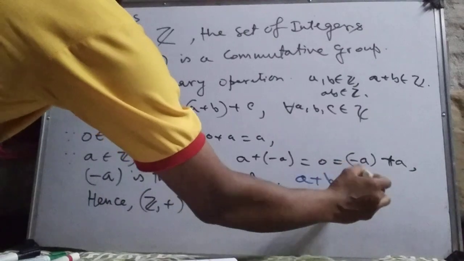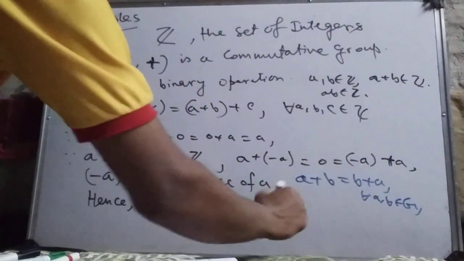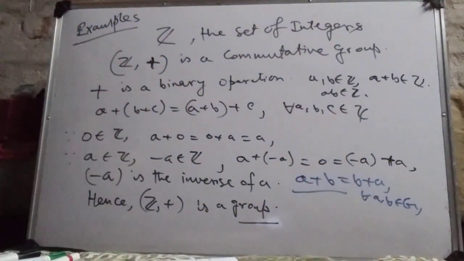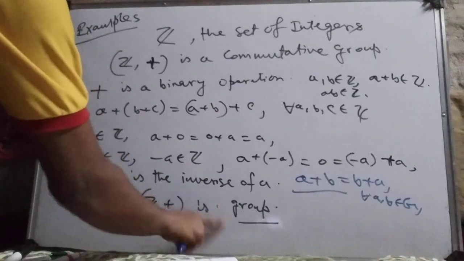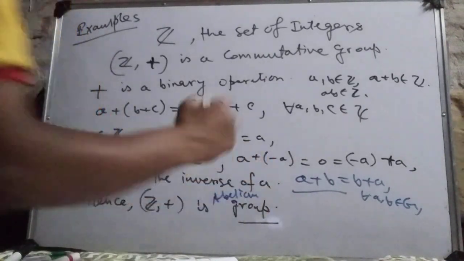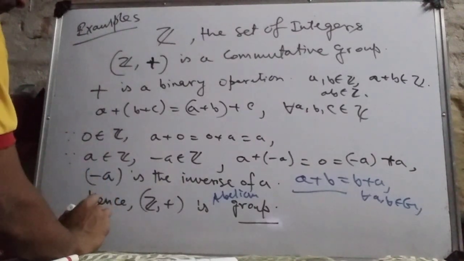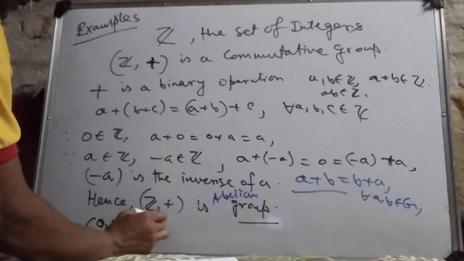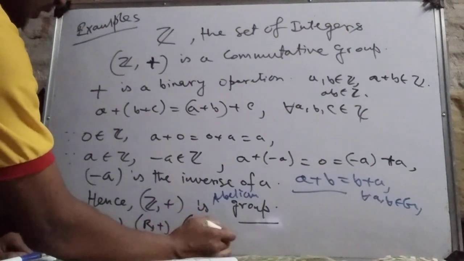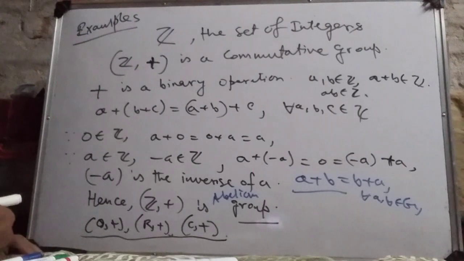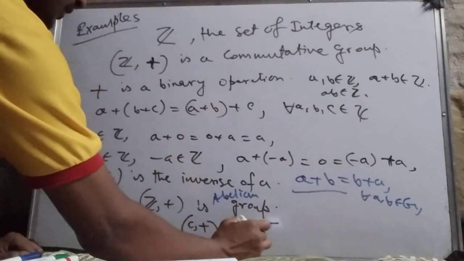Here a + b equals b + a for all a, b belonging to Z, so the commutativity property holds. Then obviously this is an abelian group. Understood? So today we discussed this easily, and we know that (Z, +) is a commutative group. In this way we also write Q with plus, R with plus, C with plus; all are commutative groups or abelian groups.